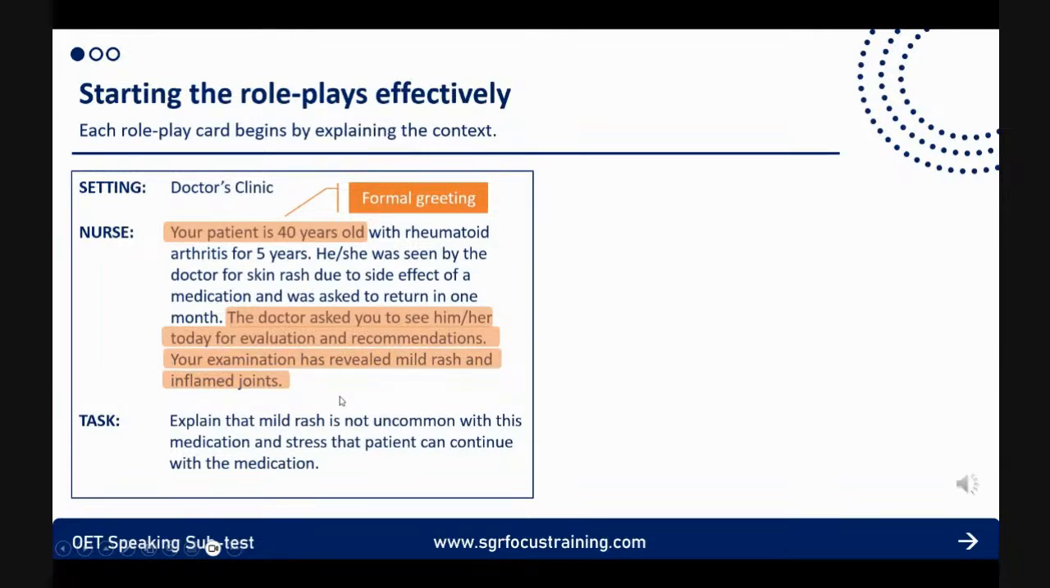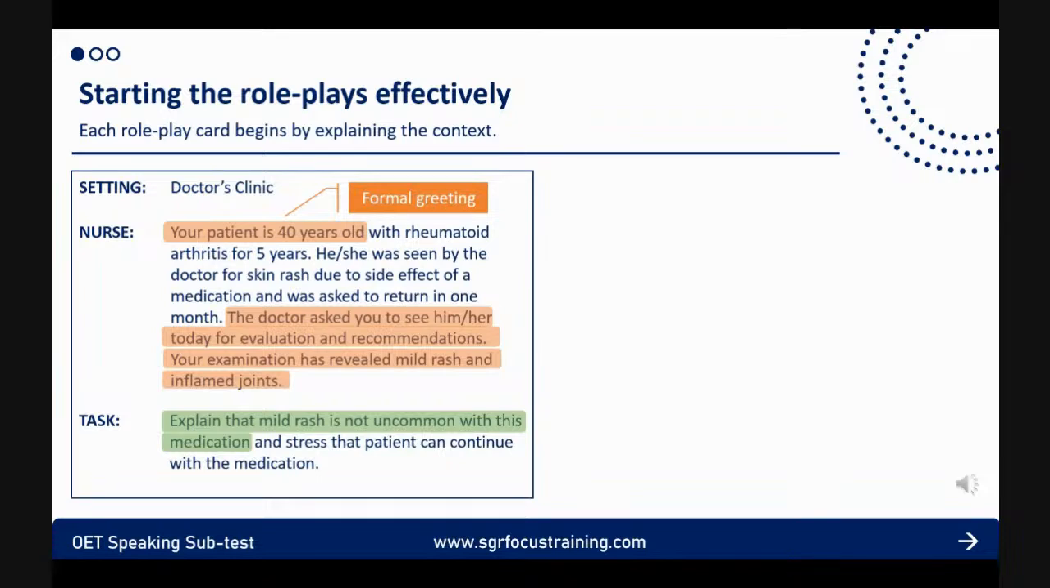You are now asked to basically explain to the patient that mild rash is not uncommon. It means it's common. This is what we call double negative. You've got the negative "not" and the negative "un." When you have double negative, remove both and it becomes, the mild rash is common. So remove both negatives and you will be left with the actual information. So you're going to explain that the rash that they're experiencing is pretty common. It's something that everybody experiences when they're taking the same medication.